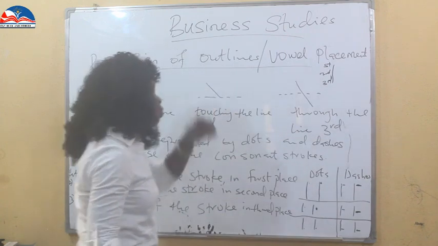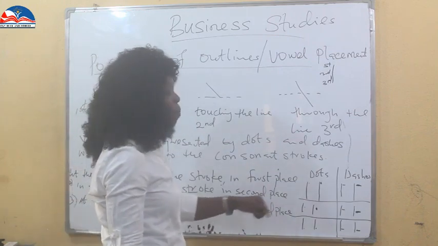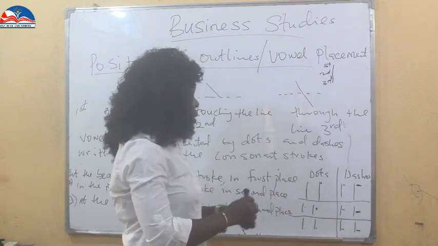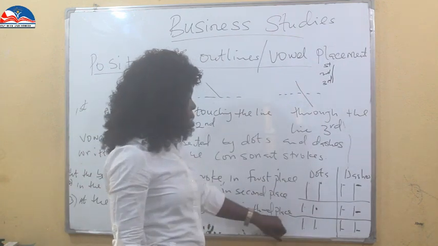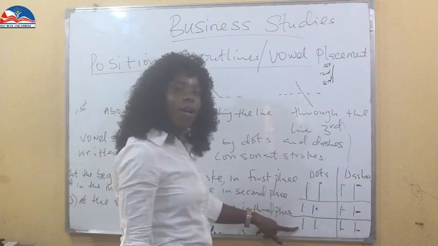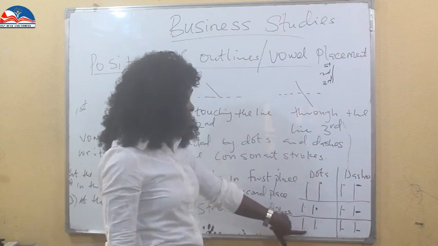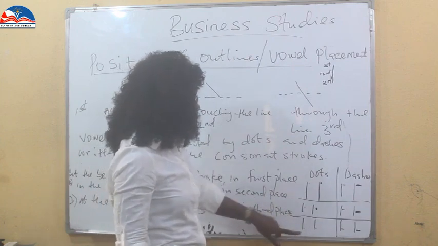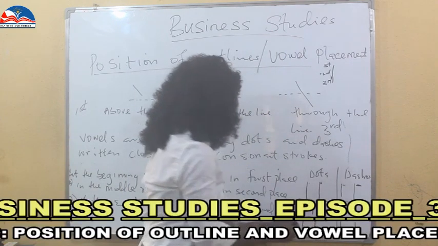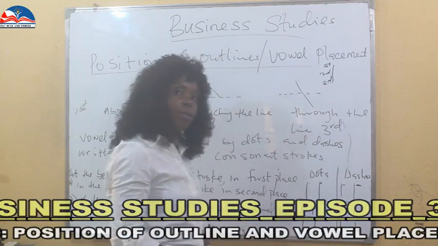And then the last vowel placement is at the end of the stroke, in the end place, which is here. And that means it is going to come at the end. Look at this. The T consonant is what I'm still using here. The vowel comes at the end. The light dots, the heavy dots, these are represented by our vowel sound. The heavy dash, the light dash, and the heavy dash.